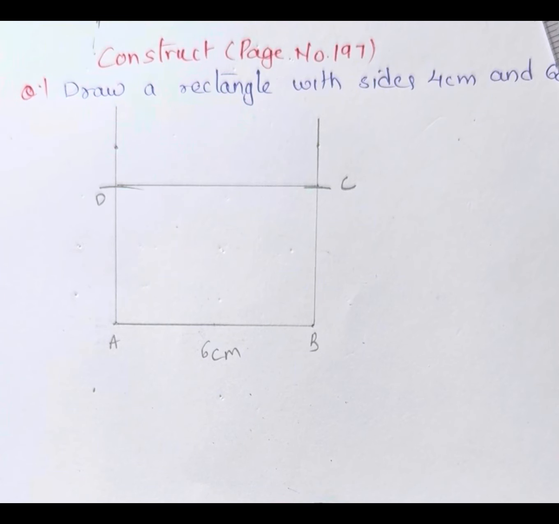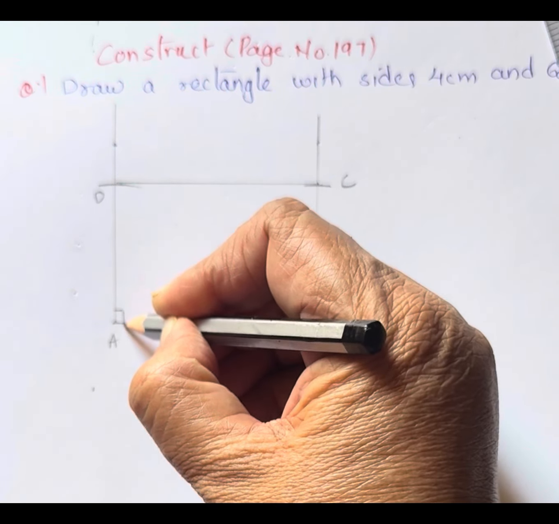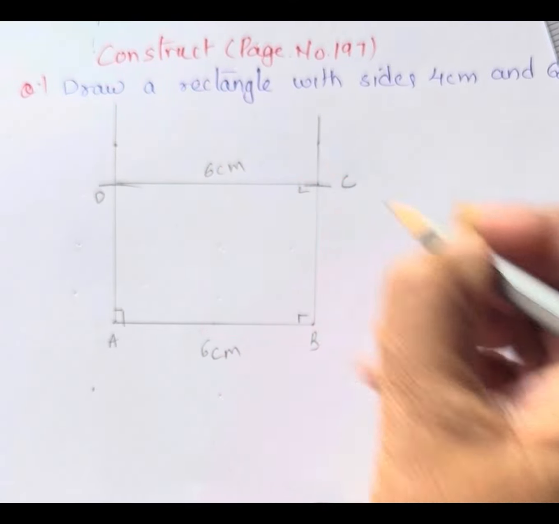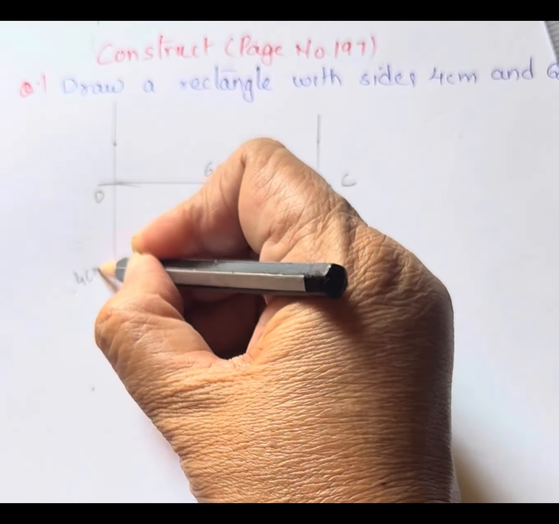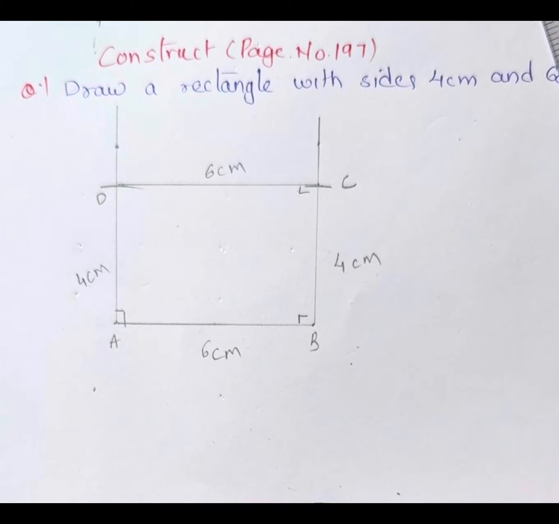So you can see here, all angles are 90 degree. This is 6 centimeter, this is 6 centimeter, 4 centimeter, this is 4 centimeter. Okay. Now what is asked here? We have constructed the rectangle ABCD. After drawing, check if it satisfies both the rectangle properties.